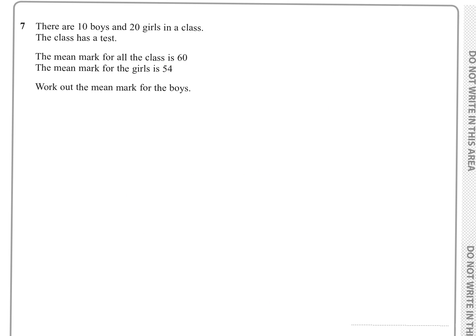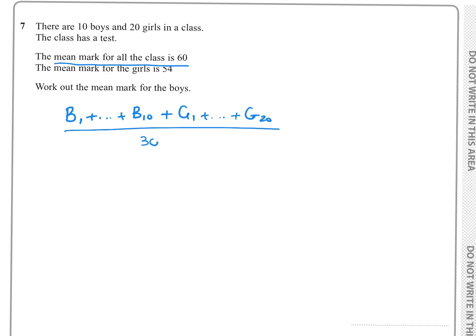Question 7. It says that the mean mark for all the class is 60. So that means all the boys, that's 10 of them, plus all the girls, that's 20 of them. The mean mark, so we divide by how many there are, which is 30, and that would be 60.